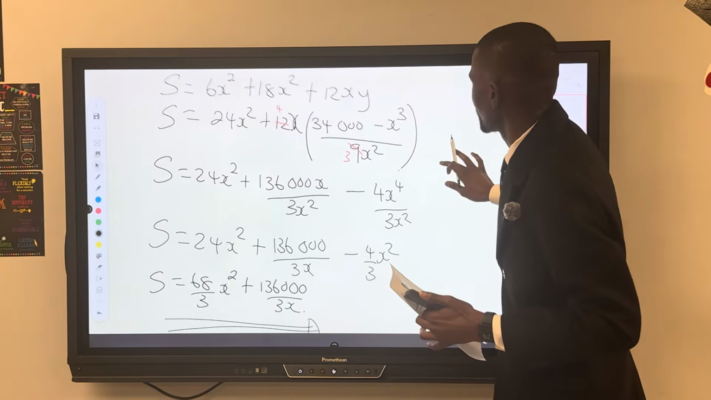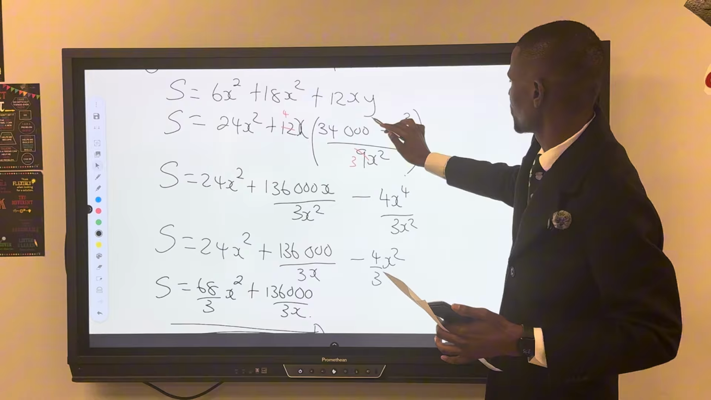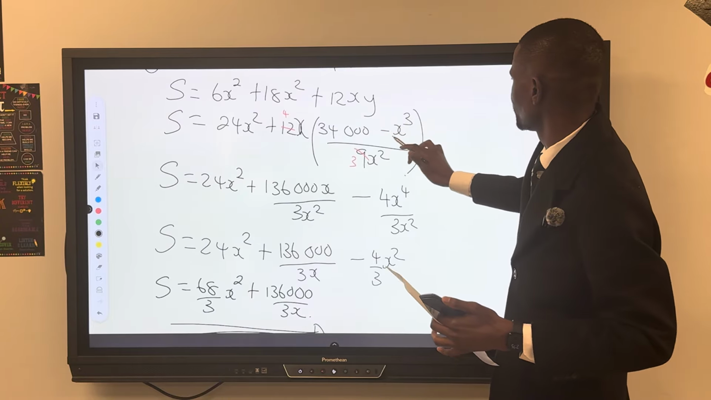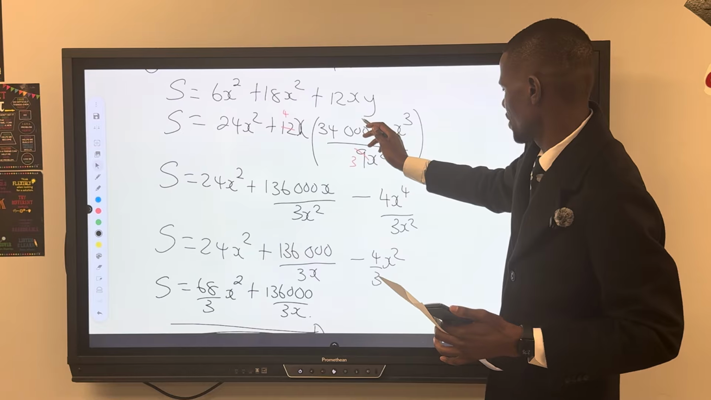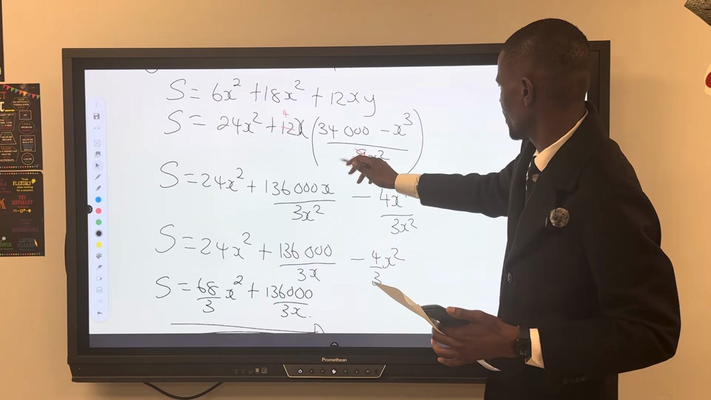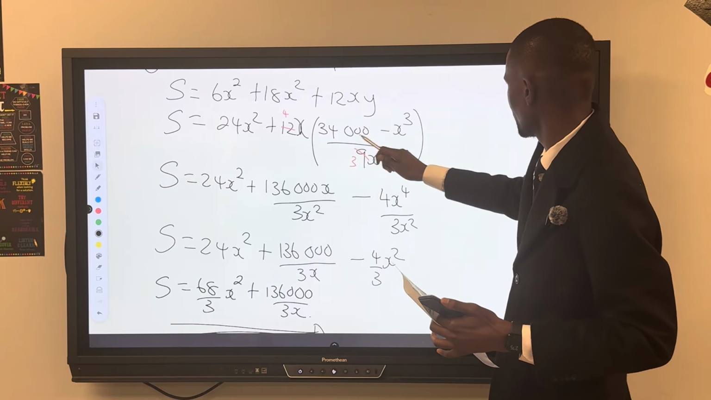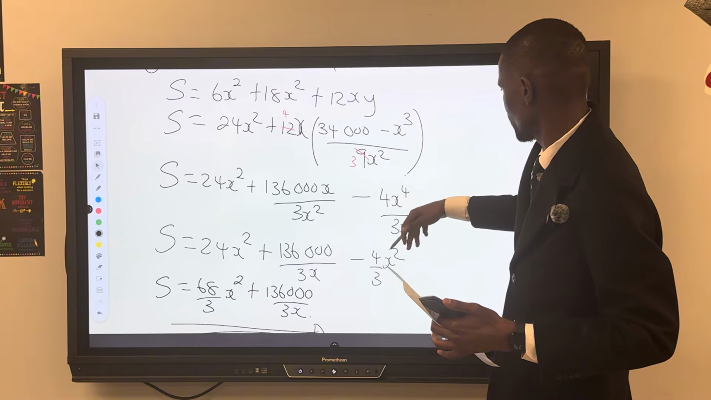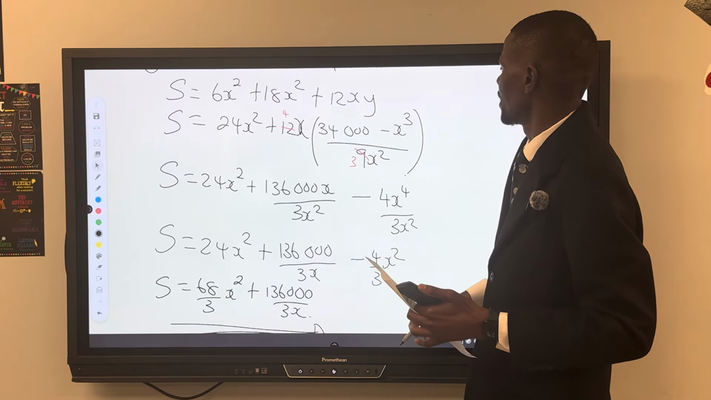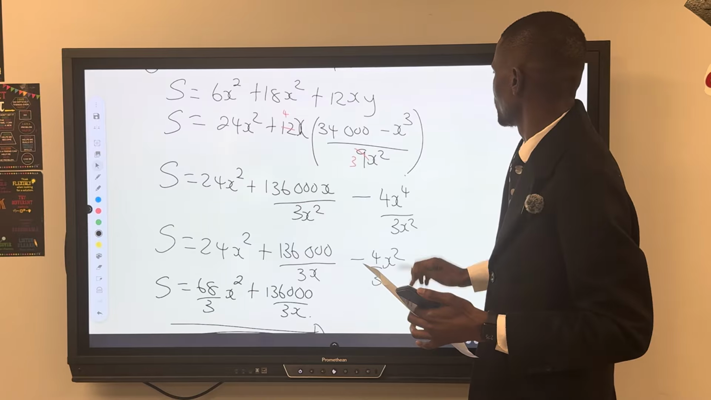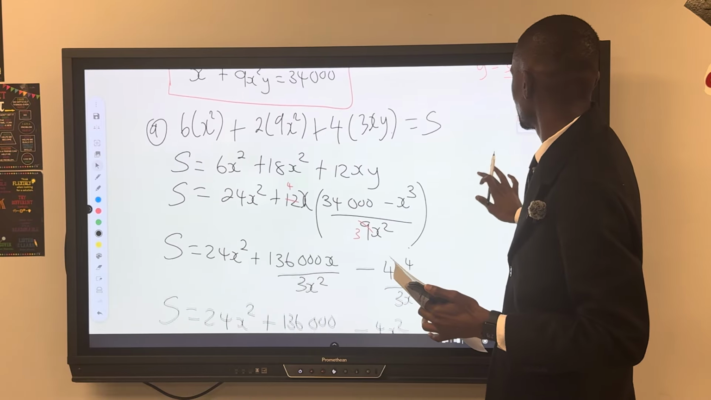Let me see if I did the correct thing here. I substituted this by that. Then when I plug that in, x and x cancel out, remains x there. Then this was x and x cubed, x to the fourth divided by x squared. Yeah, that's good. All right, so let me see, substitution here.